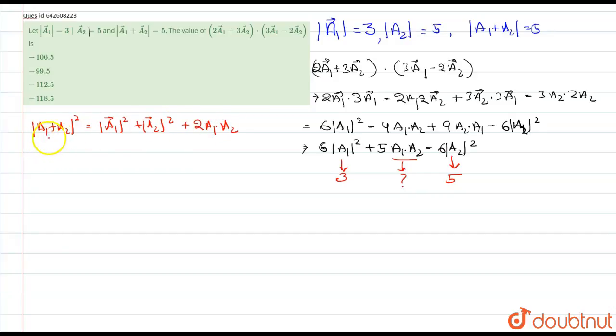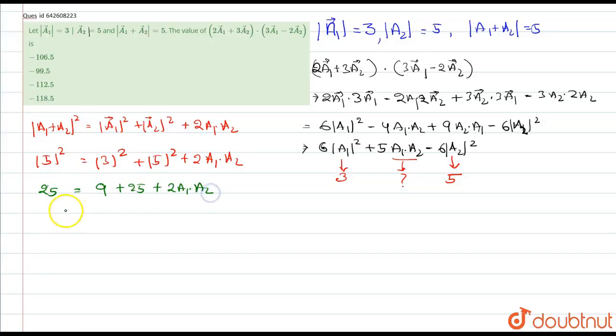The modulus of A1 plus A2 is given as 5. So 5 square is equal to 3 square plus 5 square plus 2A1 dot A2. So 25 is equal to 9 plus 25 plus 2A1 dot A2. Minus 9 is equal to 2A1 dot A2, so A1 dot A2 is equal to minus 9 by 2.